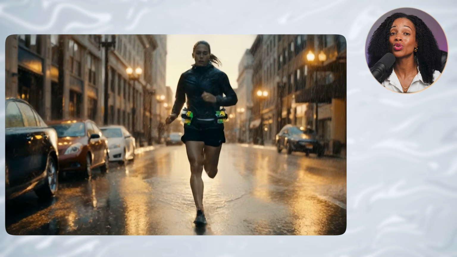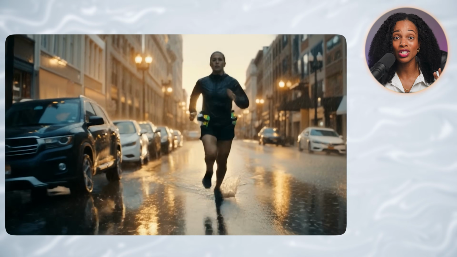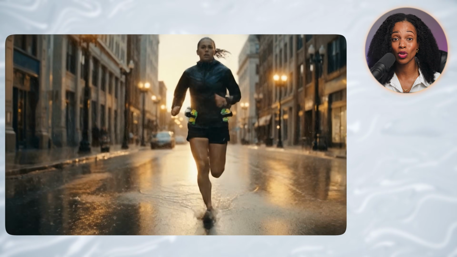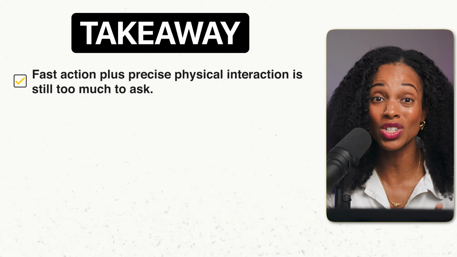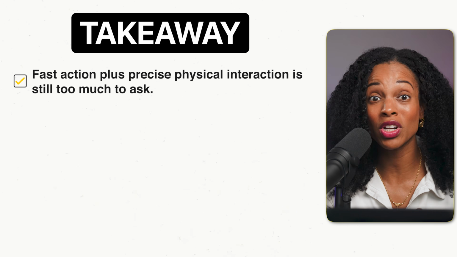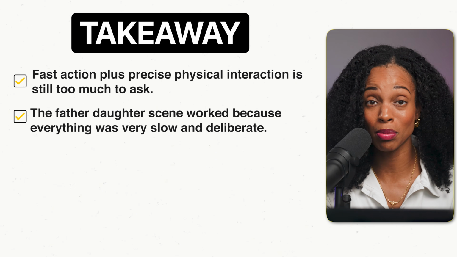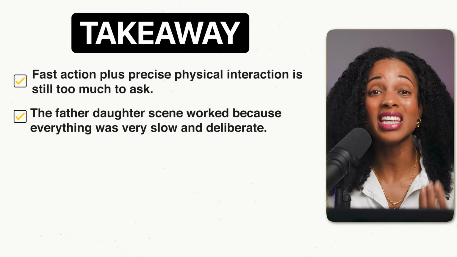pretty unnatural. So even with a nice starting frame image, the elements added, and even pretty descriptive prompts, it still didn't quite work. Kling 3.0 struggled with this one. And here's the takeaway. Fast action plus precise physical interaction is still too much to ask. The father-daughter scene worked because everything was very slow and deliberate. But this running scene with a mid-stride product grab, the model just isn't there yet.